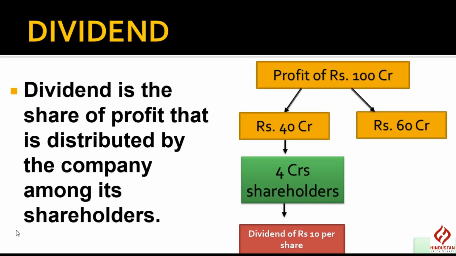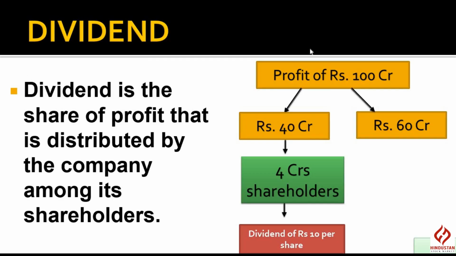The last and final term is dividend. Whenever a company is in profit, it can either reinvest its profit, that is, it can buy more assets, more property, or expand into new countries, or it can distribute its profit among its shareholders. This share of profit that is distributed by the company to its shareholders is called dividend.